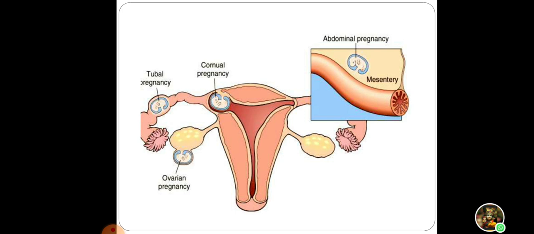These are the ectopic sites of the ectopic pregnancy. Usually the pregnancy implantation occurs in the body of the uterus, but if it is implanted at a site other than this, it is known as ectopic pregnancy. The other sites are cornua, tubal pregnancy, ovarian pregnancy, and abdominal pregnancy.